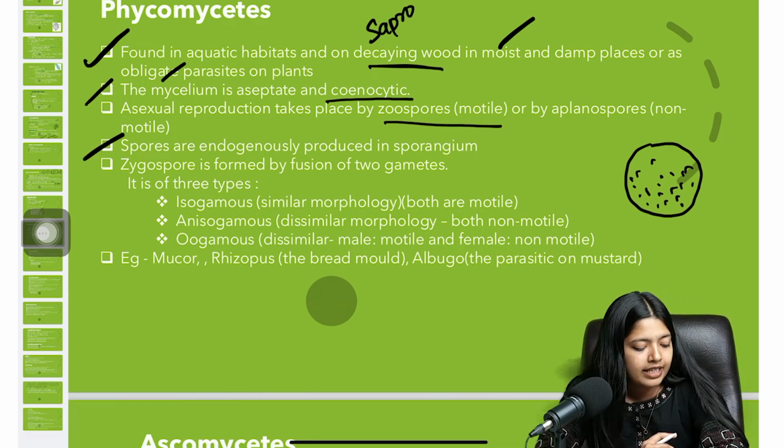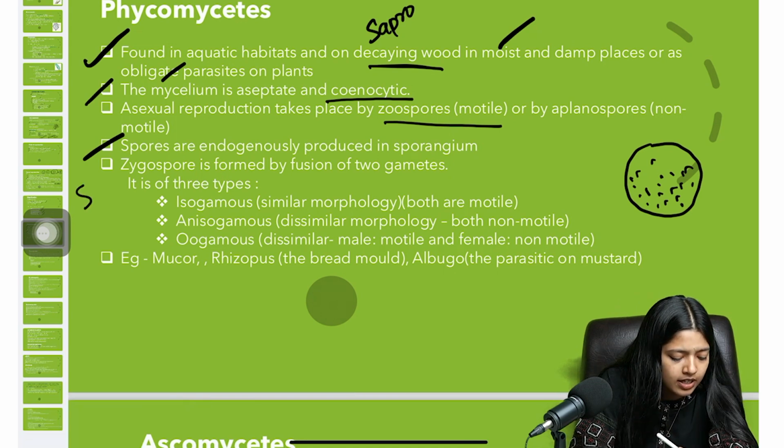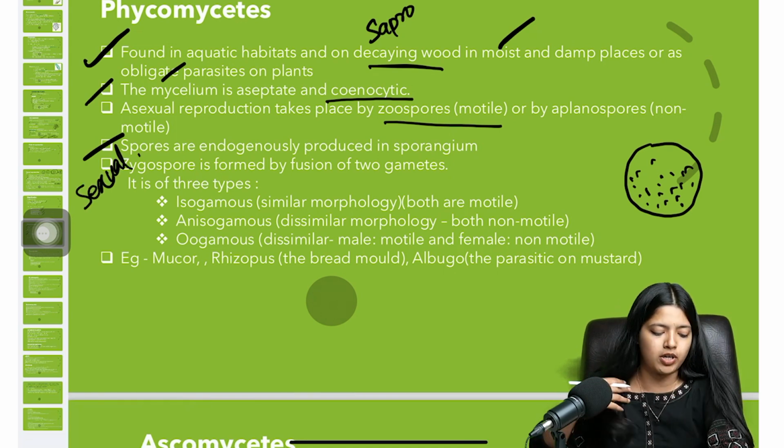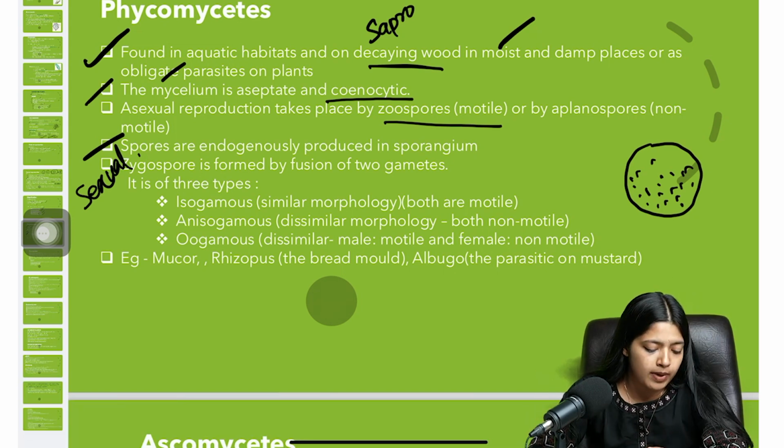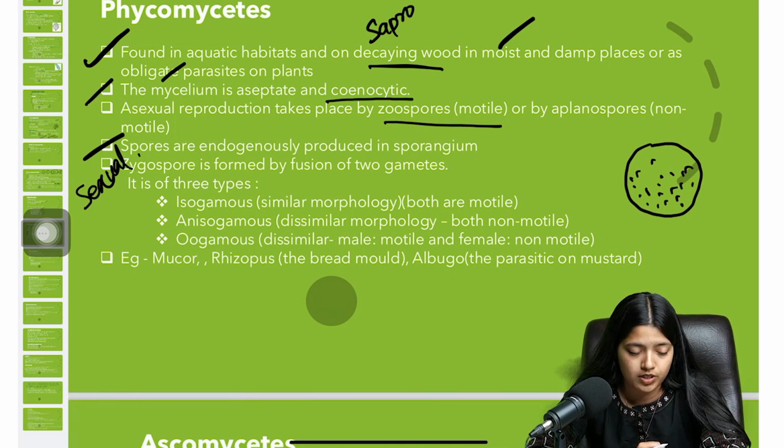Then the zygospore is formed by fusion of two gametes. So here we are going to explain sexual reproduction. Sexual reproduction is by zygospores. Zygospores are formed by fusion of two gametes. Gamete fusion is a very important step in sexual reproduction. So which are the spores? Zygospores. Zygospores help in sexual reproduction.